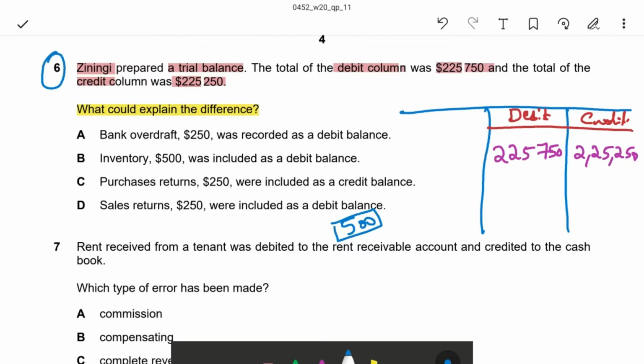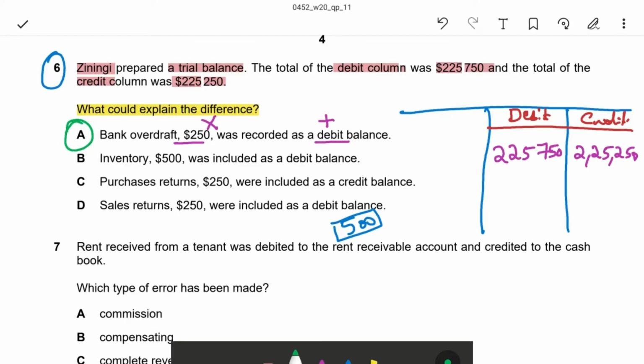Bank overdraft 250 was recorded as a debit balance. Bank overdraft is a liability, that is a credit balance in the trial balance. But by mistake, if they entered the bank overdraft in the debit balance, there is a double mistake. One, it is not entered on the credit side, and two, it is entered on the debit side. So it will multiply the difference: 250 into 2 is 500. So the correct answer is A.